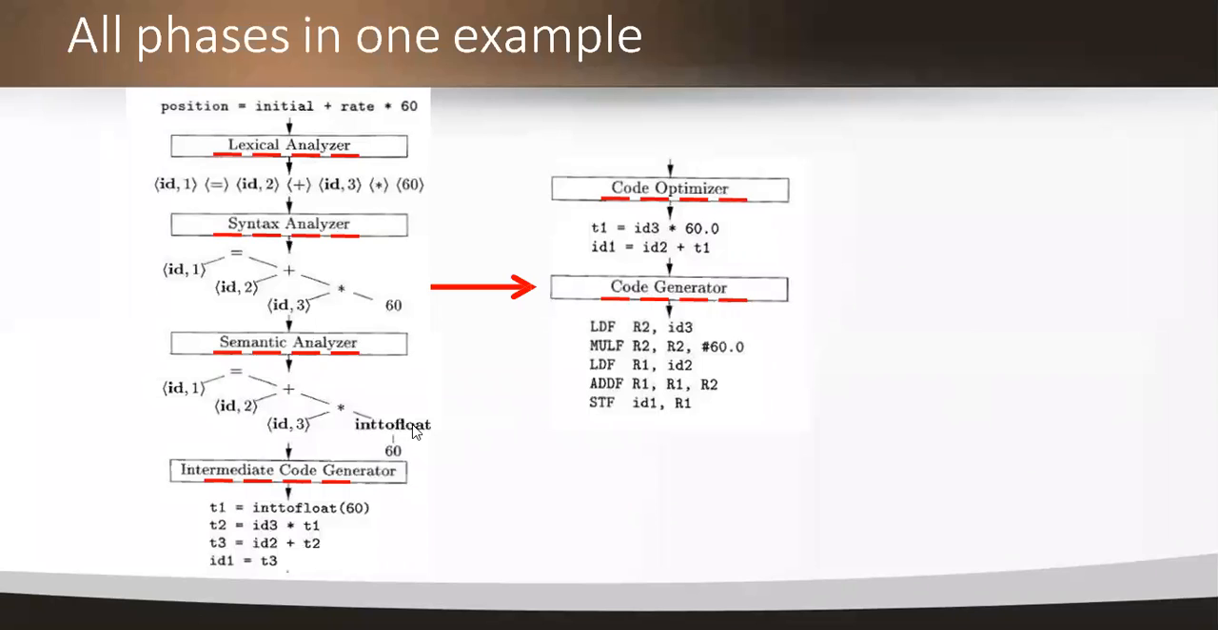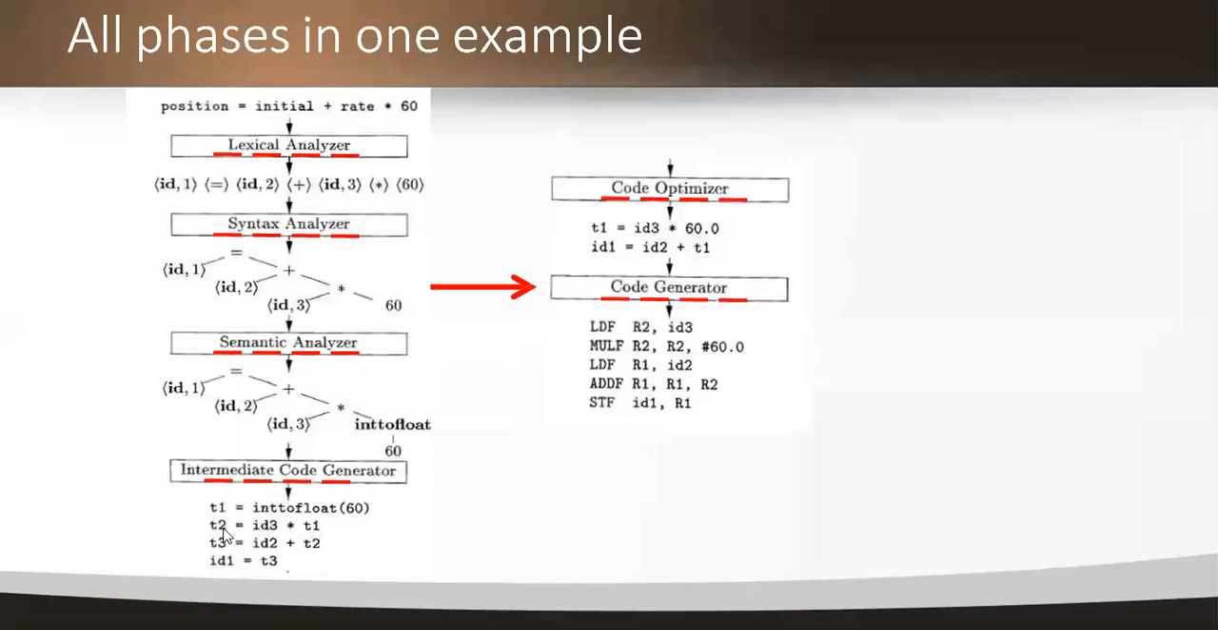Now this 60 is multiplied with id3, so we take another temporary variable T2. T2 is equal to id3 times T1, since 60 is already stored in the temporary variable T1. So id3 into T1 is stored in T2.